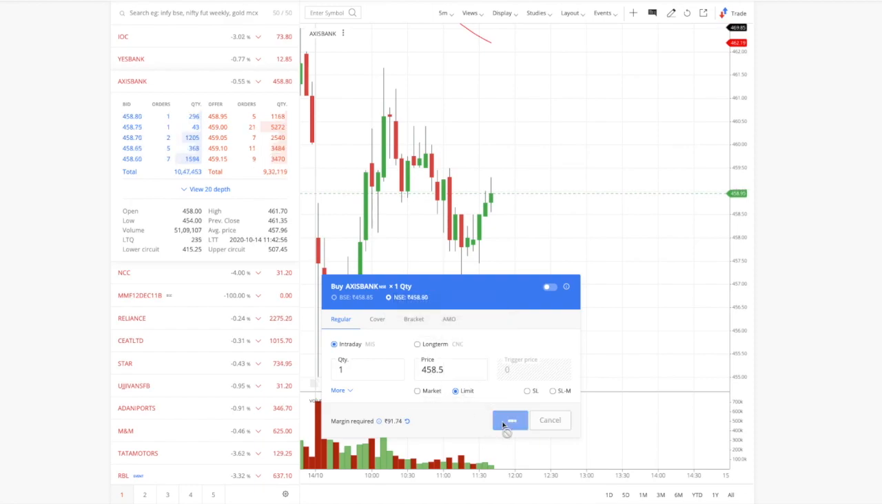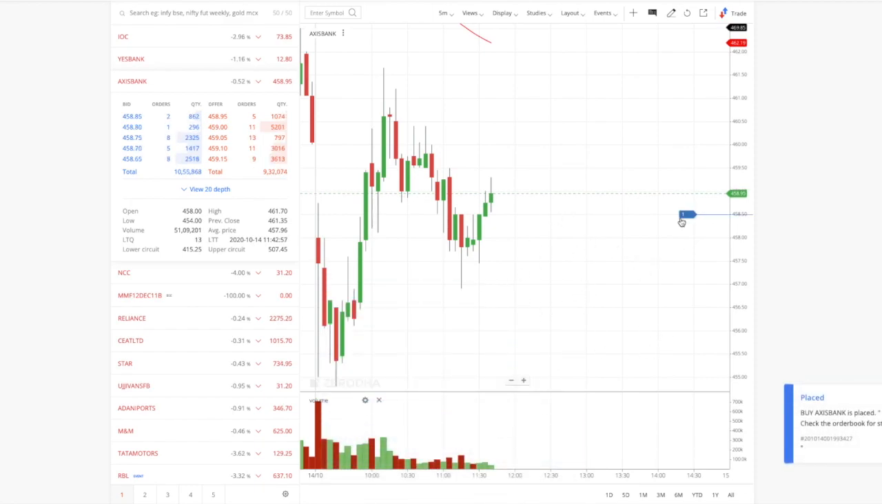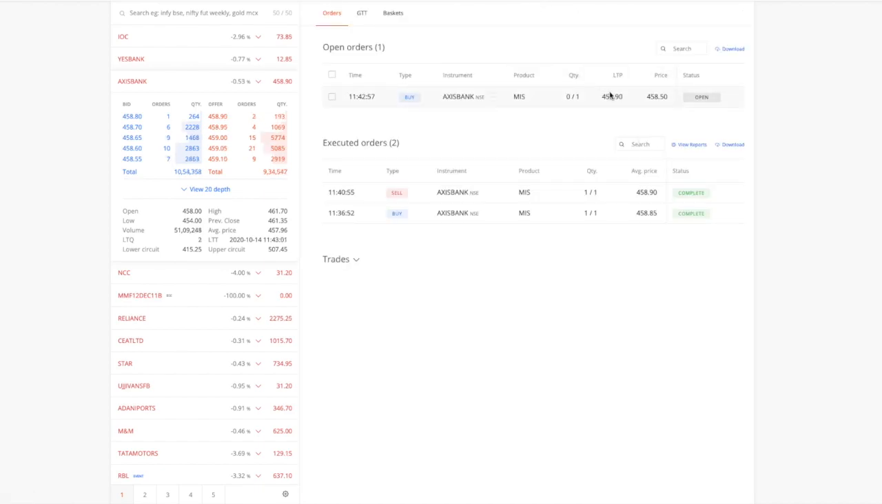So I'm clicking on buy. You can see there's something like this over here. If I go to orders, I see that this is pending. So at 458.5 there is a pending order, which will only be filled once the price falls below 458.5.